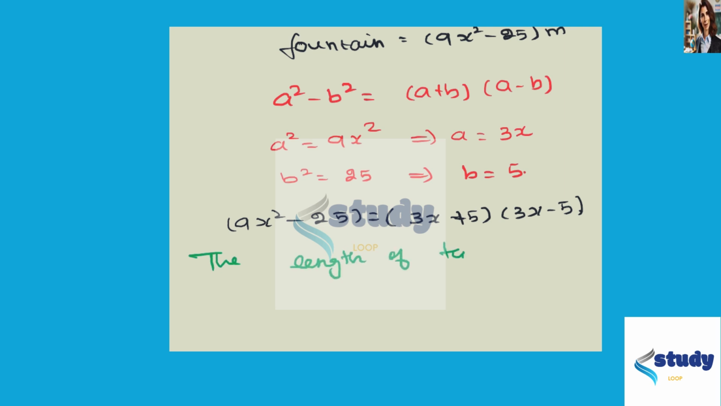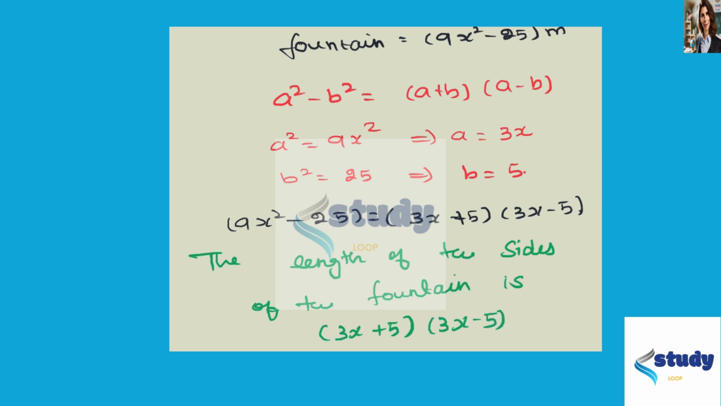Therefore, the length of the sides of the fountain is 3x plus 5 and 3x minus 5. Both are in meter.